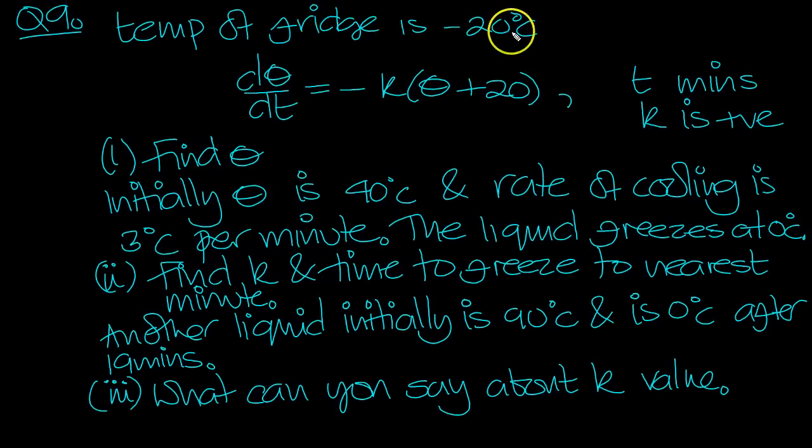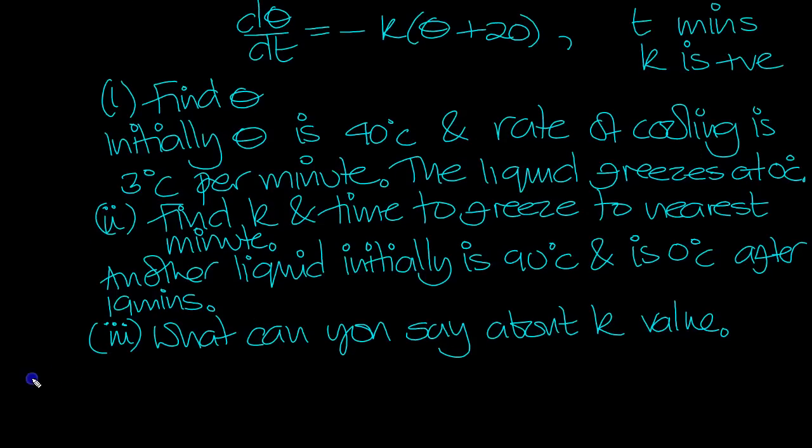The temperature of a fridge is minus 20 degrees C. d theta dt is equal to this differential equation. T is in minutes, K is a positive constant, so you can see the rate of change is minus this positive value here. Find theta, initially theta is 40, so you can see that this d theta dt will be negative initially, because K is positive, so this whole value is negative, isn't it? Theta is the temperature, and d theta dt is then the rate of increase of temperature with respect to time. So let's have a look at it then.